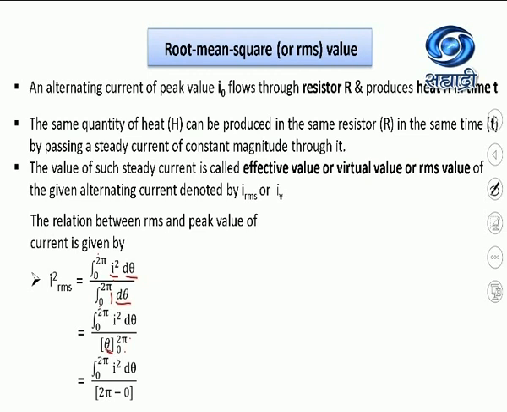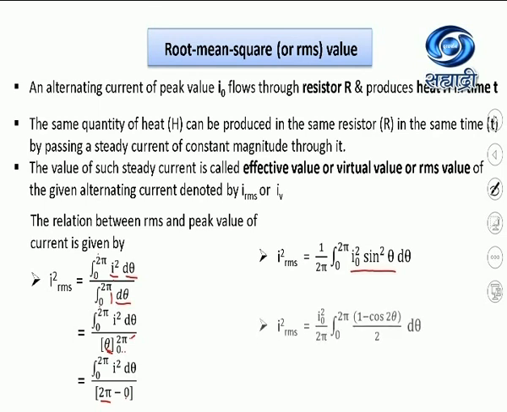Now we replace theta initially by the upper limit, that is 2 pi, minus replacing the variable theta by the lower limit 0. So we get I square RMS equals 1 upon 2 pi, integration of, now we are replacing I by I0 sine theta. So we get I square RMS equals 1 upon 2 pi integration of I0 square sine square theta with respect to theta. Limits of integration are from 0 to 2 pi.